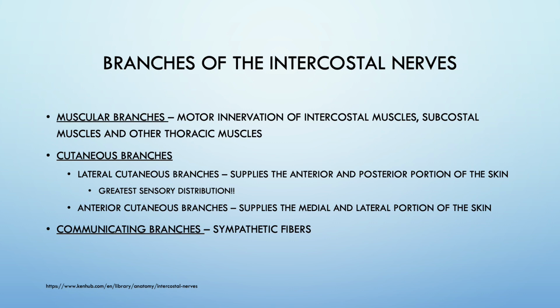Muscular branches, of course, supply motor innervation, whereas the cutaneous branches supply sensory innervation. And then the communicating branches link the sympathetic chain to the intercostal nerves. These have sympathetic fibers that run up and down.